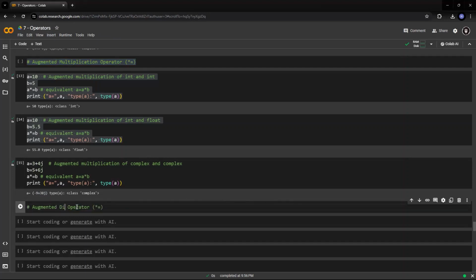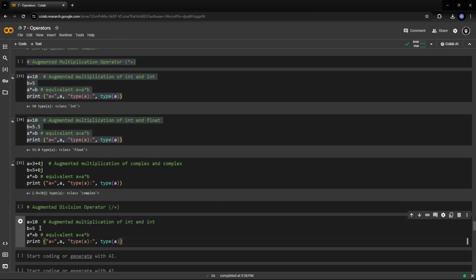Now let's start with division. For division, instead of star, it will have a forward slash, forward slash equals. Let's do it with the same data as we had earlier, int and int. Let's change the value. This is equivalent to a divided by b, or a forward slash equals b. I think everything is okay now. Okay, division, everything is right. Let's run this.